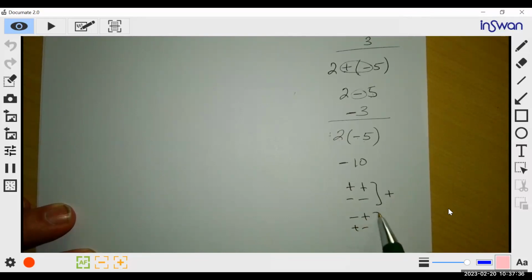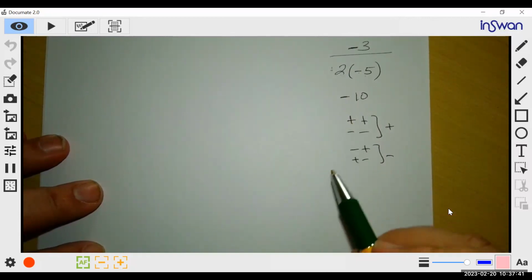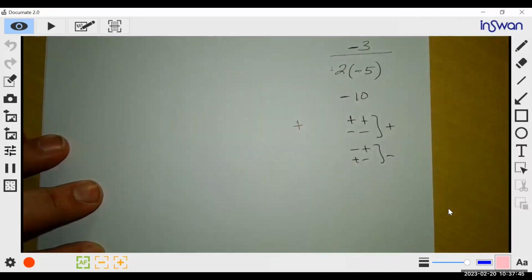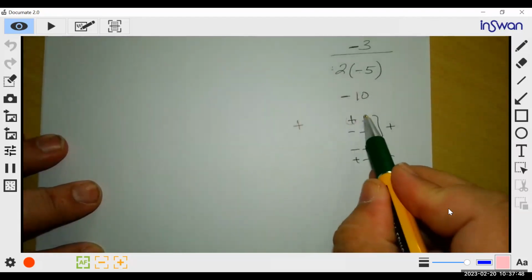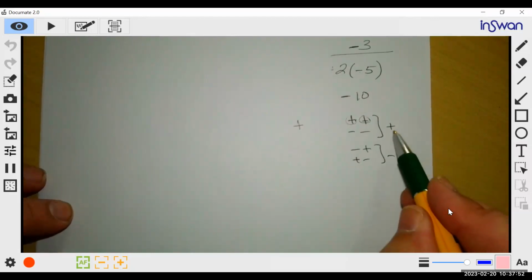Let's see, there are a whole bunch of different ideas here. How many lines does it take to make a plus? 1, 2 lines, right? So that's 2 lines and 2 lines. It's an even number of lines, so it's positive.